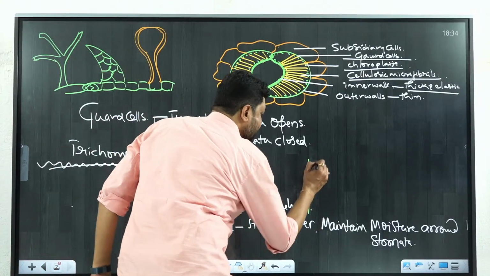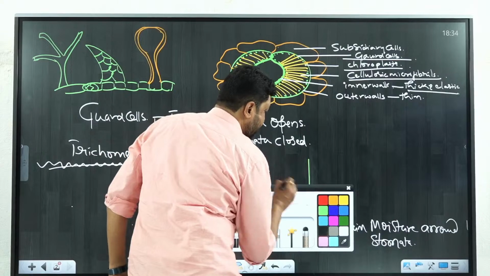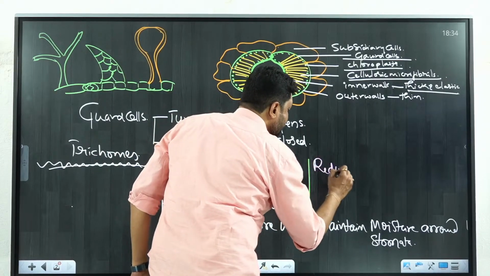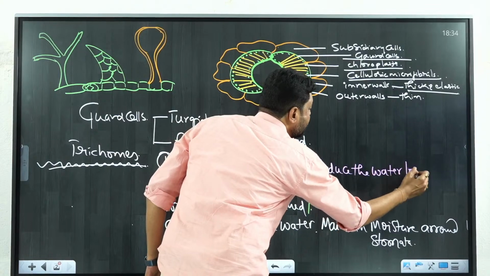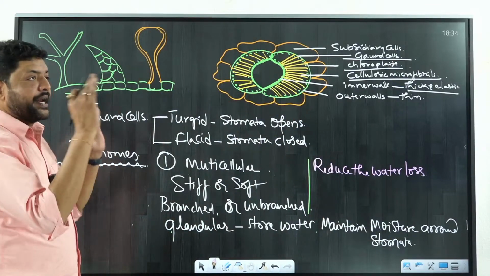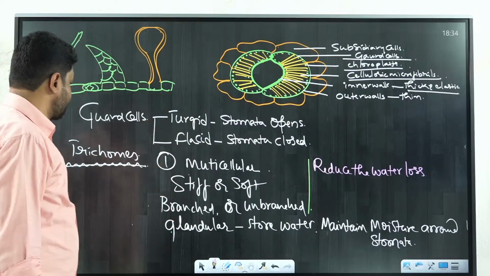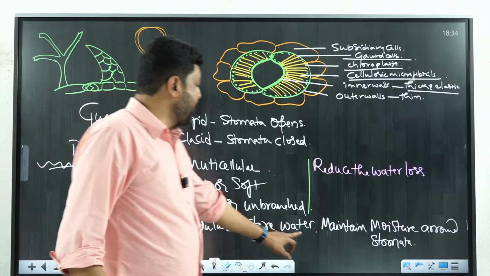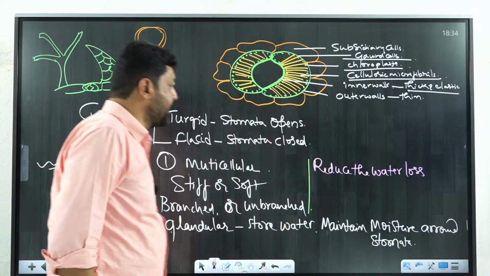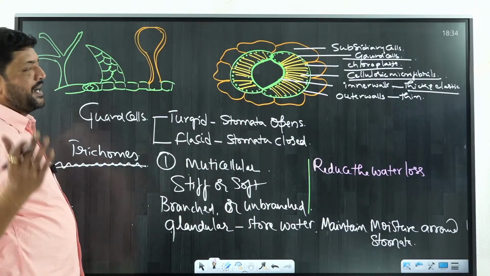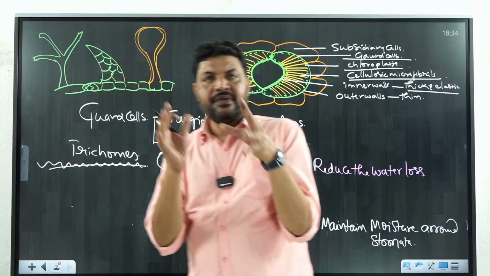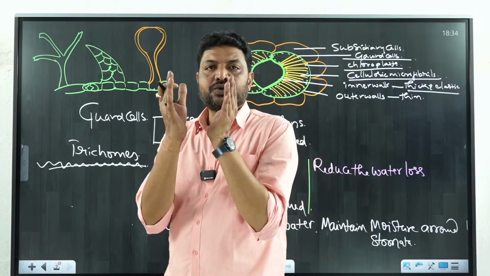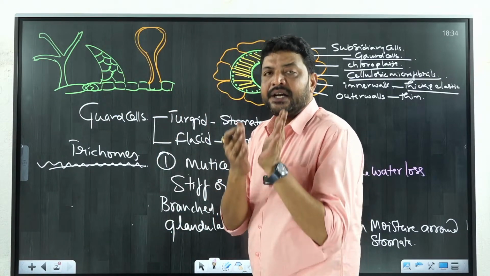So what is the main function of the trichomes? Reduce the water loss. Assertion: trichomes reduce the water loss. Reason: trichomes maintain moisture around the stomata. Both are true, and the reason is the correct explanation.